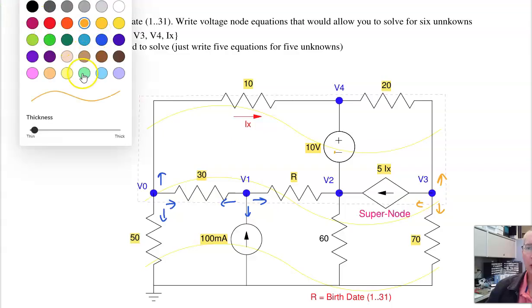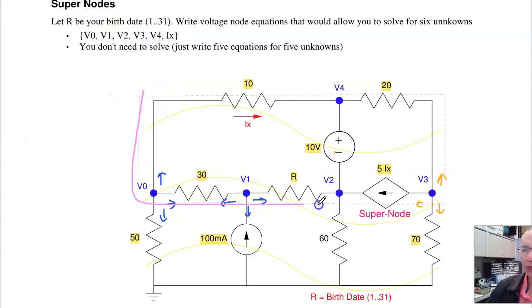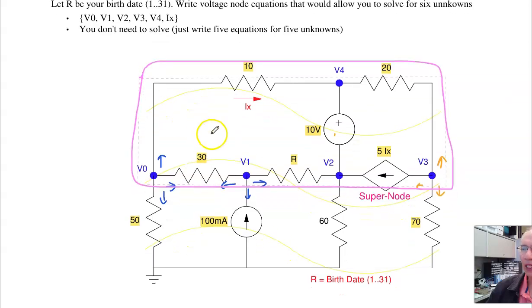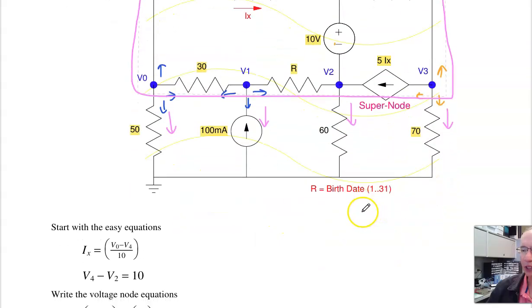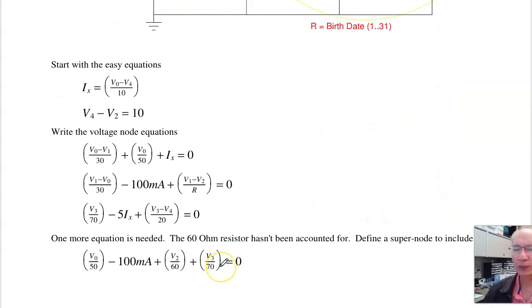So I need a supernode that includes that. And here's one option. I chose this as my supernode, and other options are valid. If that's my supernode, then this current, V0 over 50, minus 100 milliamps, plus V2 over 60, plus V3 over 70 equals 0. And there's my last equation. 6 equations, 6 unknowns.